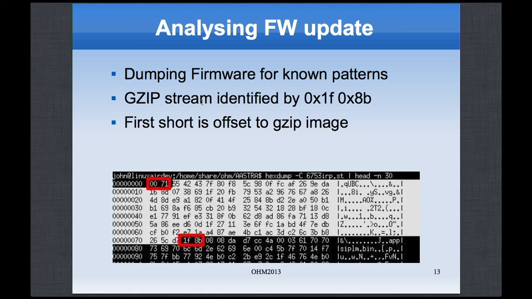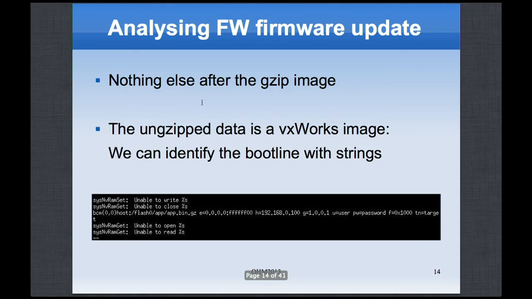Using dd, we can guess that the first integer is the offset to the gzip stream data. So with dd, we extract it to a new file, and we gunzip the data we have extracted. There is nothing else after the gzip data in the file. Using file again, we still have just data. xxd gives us nothing more.